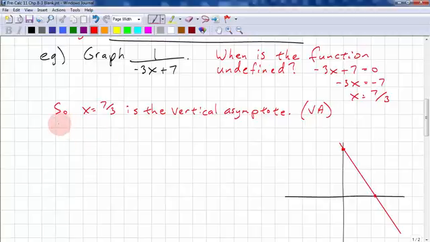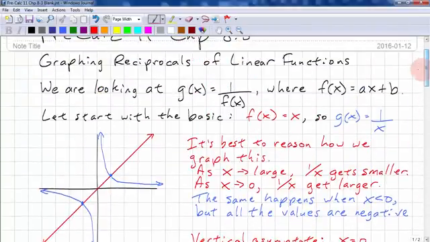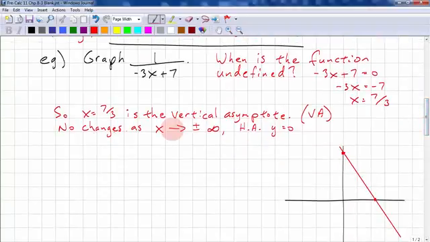And we also want to say no changes as x approaches plus or minus infinity. So our horizontal asymptote, y equals 0. If we put something really big here, y still approaches 0. And this is always the case for reciprocals of linear functions. So you can just put this down as a rule if you like.